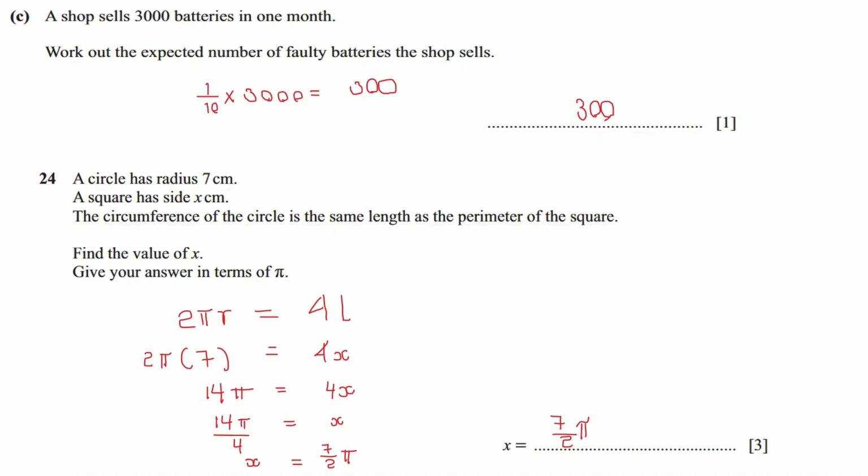Number 24. A circle has a radius 7 cm and a square has side x centimeters. It was given that the circumference of the circle is the same length as the perimeter of the square. So we know the circumference of the circle is 2 pi r and the perimeter of the square is 4l. So we substitute the information given to get the value of x in terms of pi.